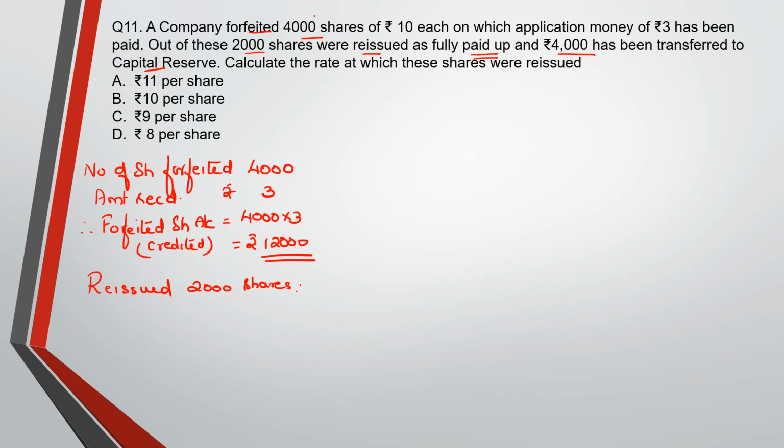Therefore, out of this, what amount will be transferred? We have to calculate the proportionate amount because we have the share forfeiture account being credited with 12,000, but it is related to 4,000 shares. But out of the 4,000, only 2,000 shares have been reissued. So we have to calculate the proportionate amount of the forfeited share account balance to be transferred.